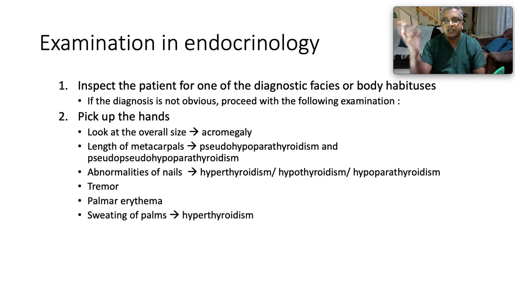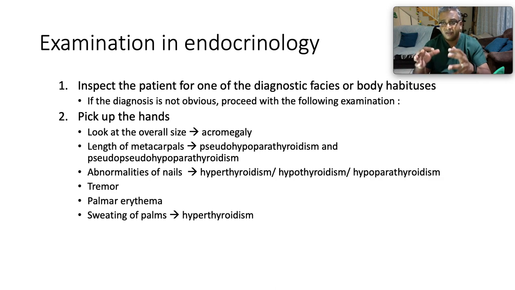So pick up the hands, look at the overall size. If it's quite large and fleshy, you're thinking about acromegaly. Look at the length of the metacarpals, right? Because you're looking here for pseudohypoparathyroidism and pseudopseudohypoparathyroidism with the shortening of the fourth and fifth metacarpals. Look at any abnormalities of the nails. With hypothyroidism, you may have plummer's nails. You may have thyroid acropachy. Changes of hypothyroidism and hypoparathyroidism.